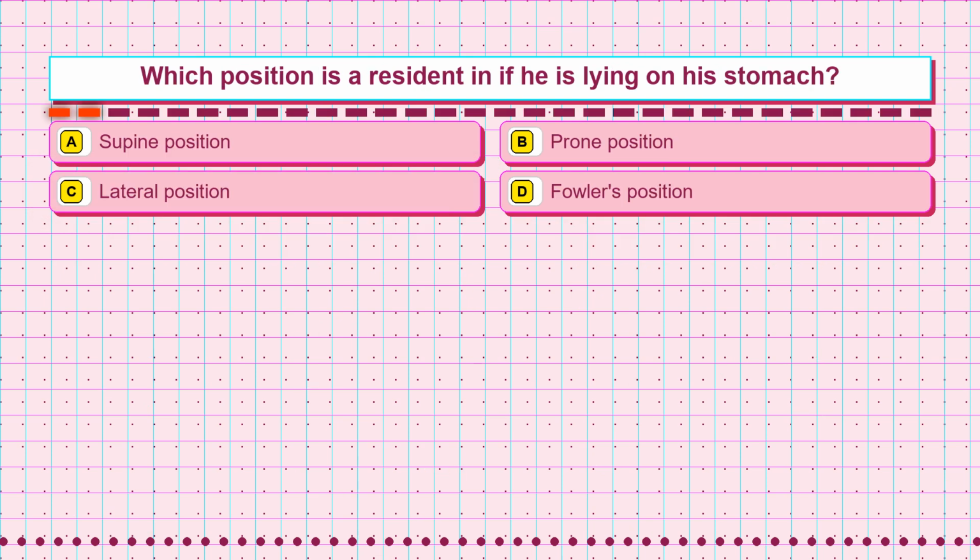Question 88. Which position is a resident in if he is lying on his stomach? Option A. Supine position. Option B. Prone position. Option C. Lateral position. Option D. Fowler's position.